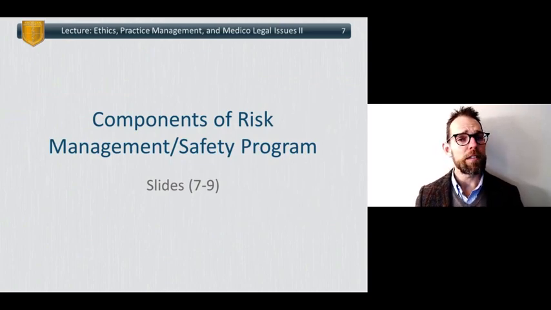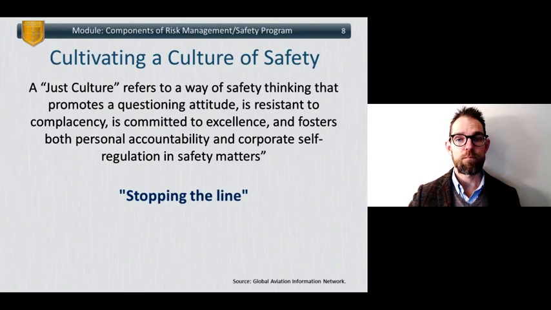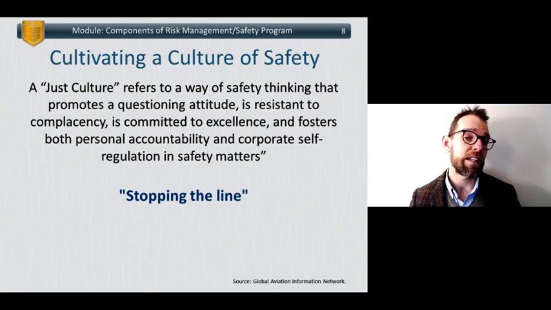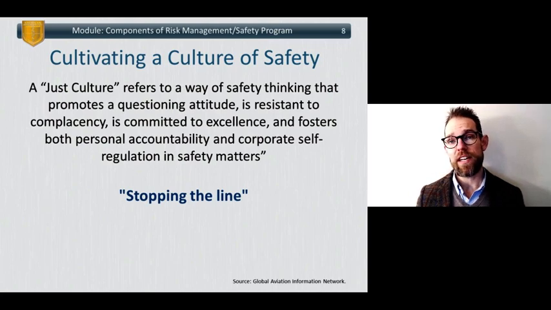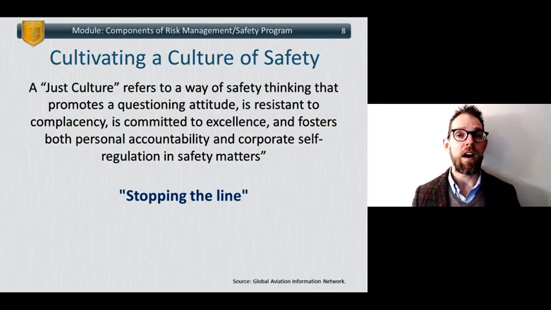So what are the components of a risk management and safety program? A just culture, as we referred to earlier, is part of the proactive response, not the reactive response. So just culture refers to a way of thinking that promotes a questioning attitude, and it's resistant to complacency, always looking to improve. Committed to excellence, it fosters both professional, personal accountability, and corporate self-regulation in safety matters.